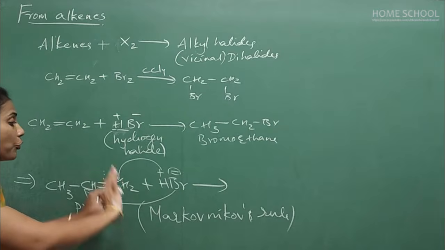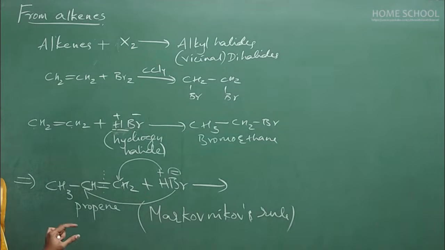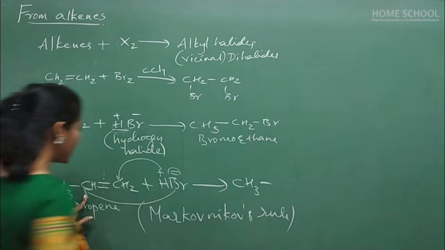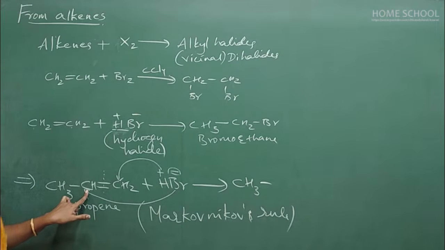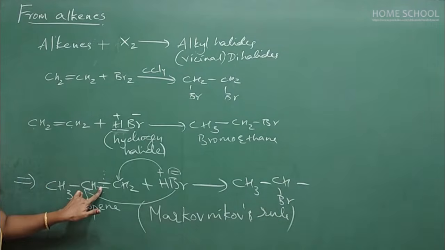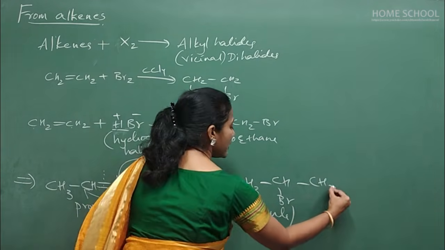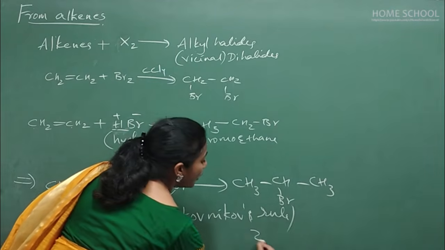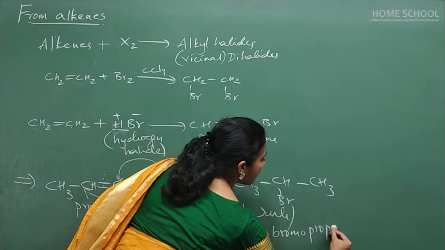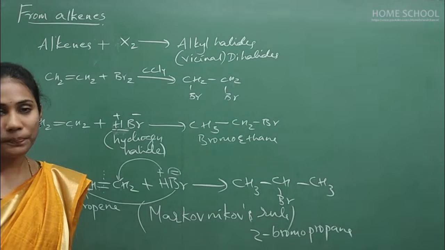According to the rule, you have to add HBr to the unsymmetrical alkene this way. If you add this way, what is the product you will get? CH3, and Br you added to this carbon, no? So CHBr, the double bond will become a single bond. To this carbon you added H plus, so it will become CH3. So you will be getting 2-bromopropane. This is how you have to write the product.